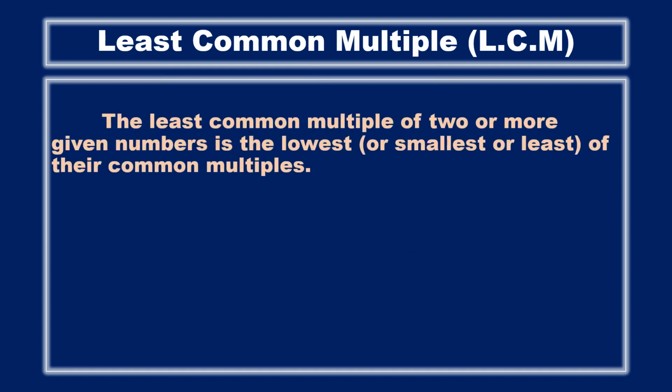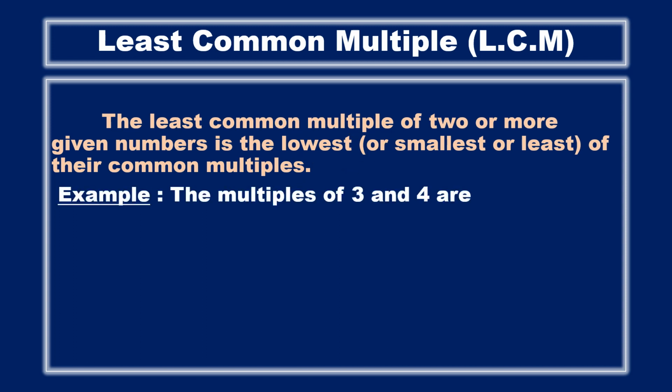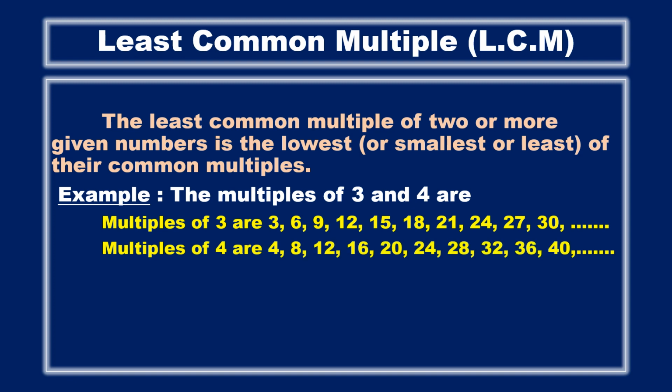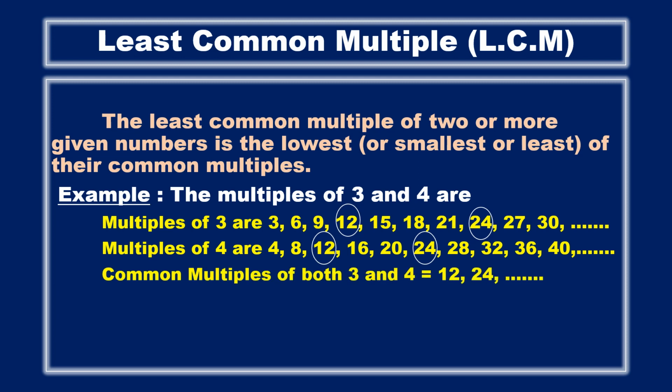Let us describe this. The least common multiple of two or more given numbers is the lowest of their common multiples, the lowest one. First we should write the multiples, from them pick out the common ones, and from them take the lowest one. Let me take the same example: 3 multiples, 4 multiples. Take out the common multiples, 12 and 24. So the common multiples of 3 and 4 are 12 and 24, and so on.